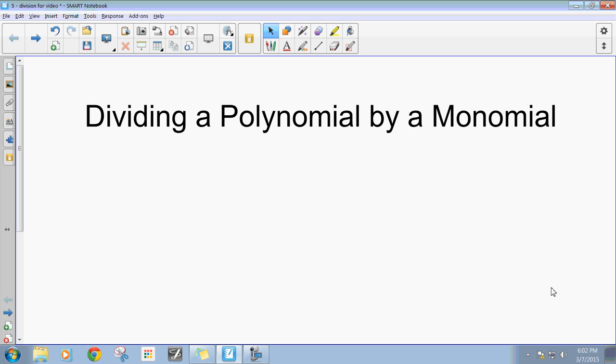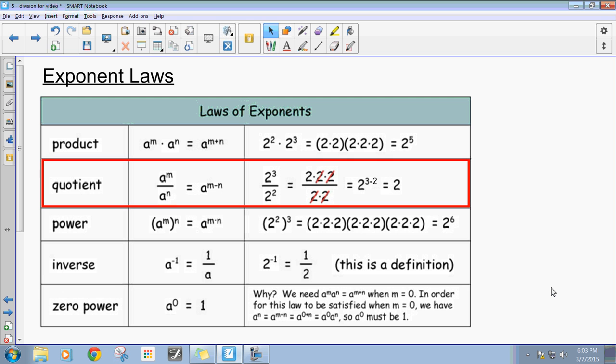Hello, grade 9s. Today we're going to be looking at dividing a polynomial by a monomial. First, we're going to refer back to the exponent laws that we learned in Unit 2. We're looking particularly at the second law, the exponent law dealing with quotients.